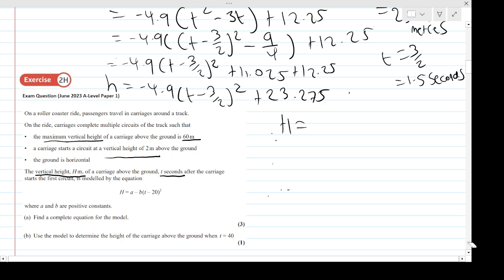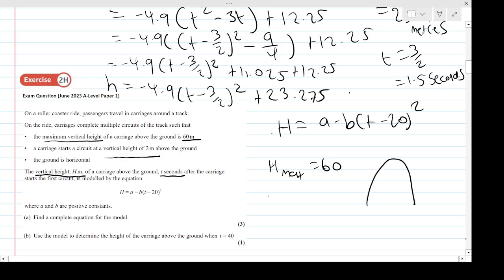H is A minus B, lots of T minus 20 squared. It's told us first of all that the maximum vertical height, which is h, of a carriage above the ground is 60. So above the ground, the vertical height, remember, is how far up you are. So the maximum of the height is 60. I'm going to call that h max, which is 60. But we're not told what time that happens.